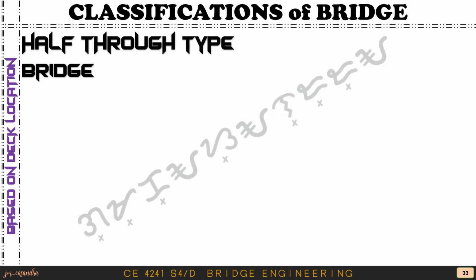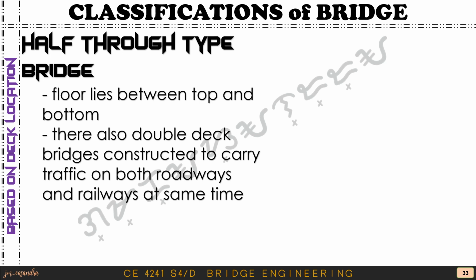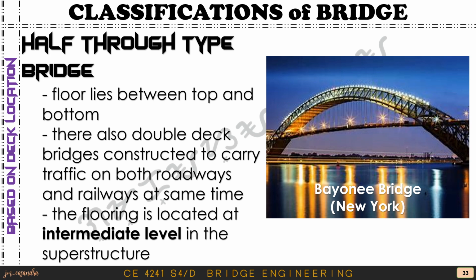We have the half-through type bridge or a semi-through type bridge, wherein the floor would lie between the top and the bottom chords. For some, there are double-deck bridges constructed to carry both traffic for roadways and railways at the same time. A more specific definition of a half-through type bridge is that the flooring would be located at an intermediate level of the superstructure. An example of that is the Bayonne Bridge in New York.